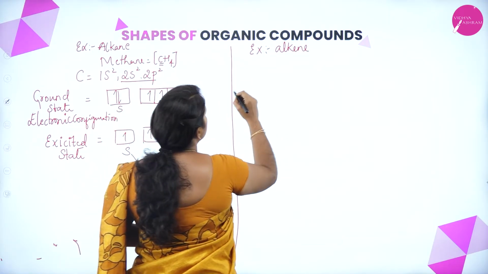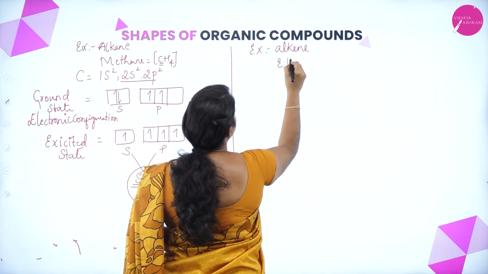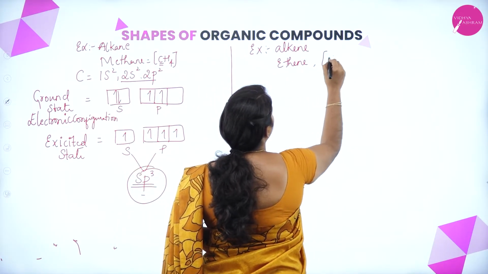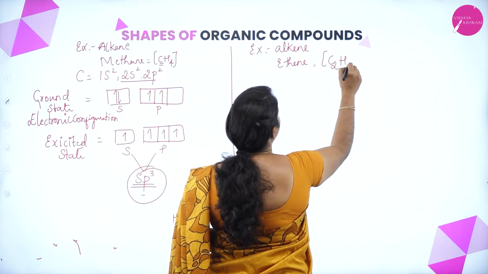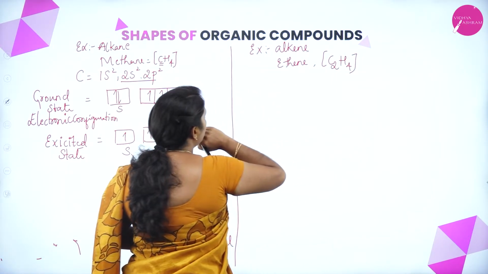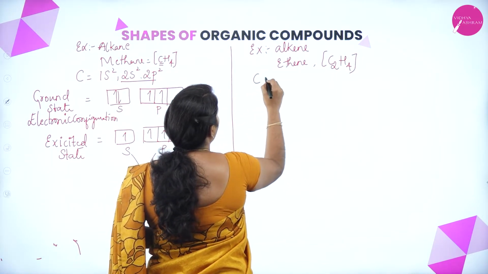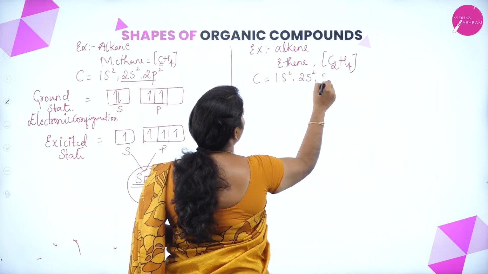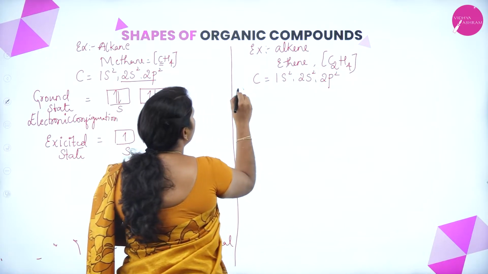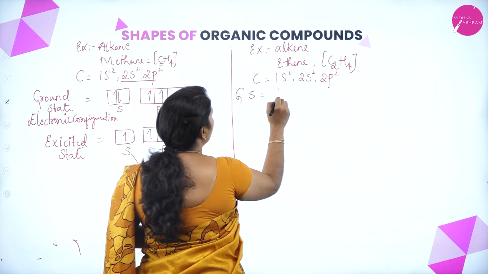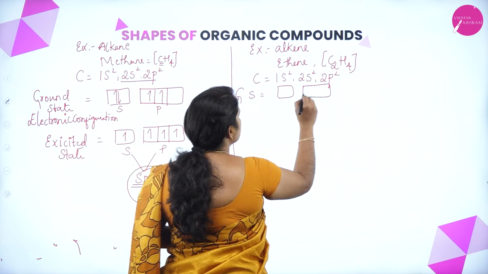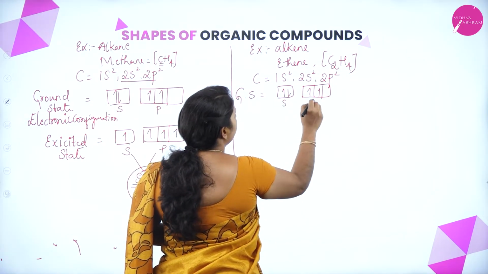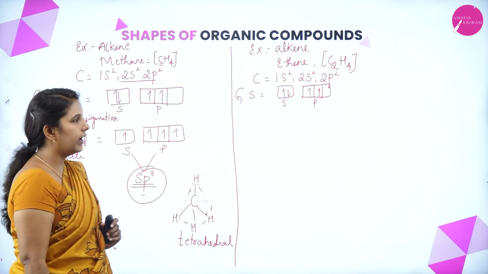So, the best example is ethene, which is the first member of alkene, correct? So, what is the formula? C2H4. And you can see that the carbon again has the electronic configuration 1s² 2s² and 2p². In the ground state, how many electrons does it have? The 2s consists of only 2 electrons, correct? Whereas the p orbital has 2 electrons.